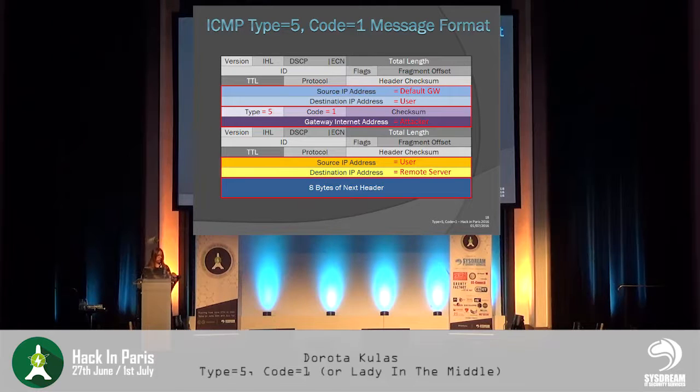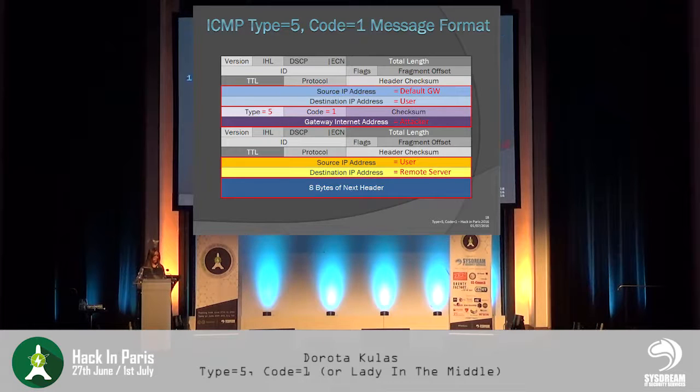And then next one, we embed the IP header and 8 bytes of the next header of the packet number 2. So the response which was sent from user to the server. The source IP address is user, destination IP address is remote server, and then we need to put there 8 bytes of the next header. So as you can see so far, we more or less know everything we need to construct this type of packet. But what could be the problem here?